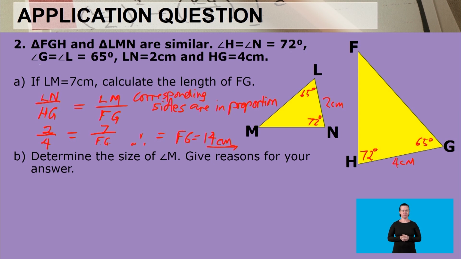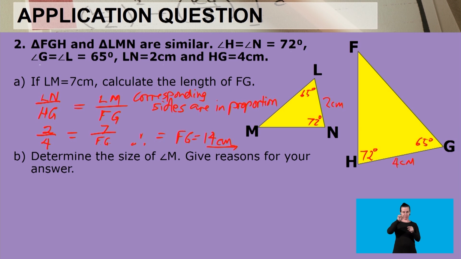Corresponding sides are in proportion, therefore FG would be equal to 14 centimeters. Now let's look at the next part. Determine the size of angle M and give reasons for your answer. LMN is a triangle. I already know the two angles of that triangle.